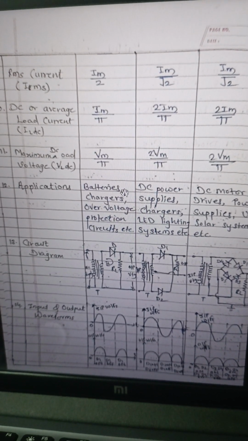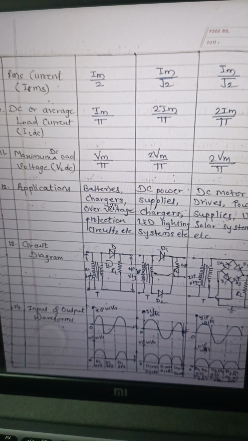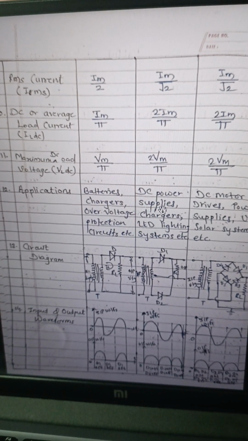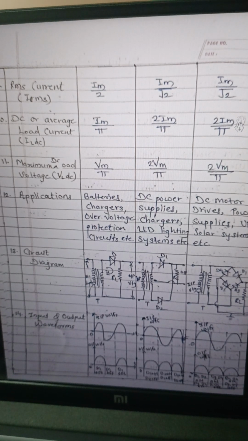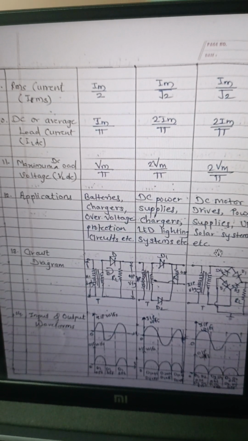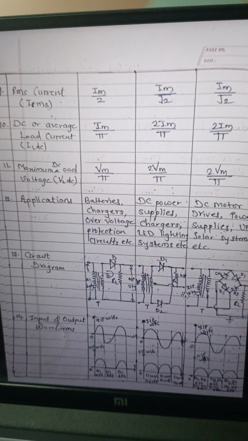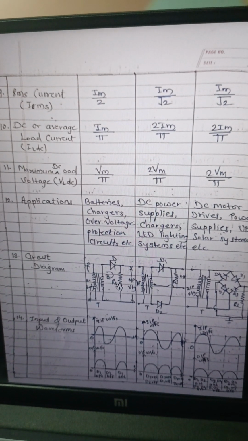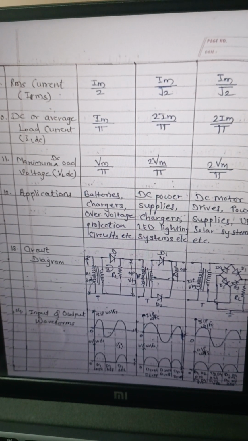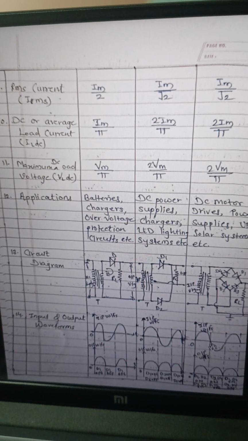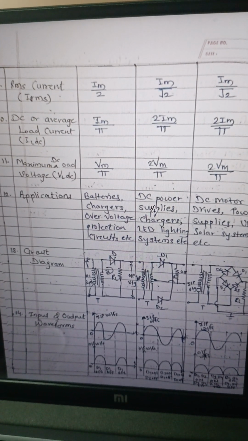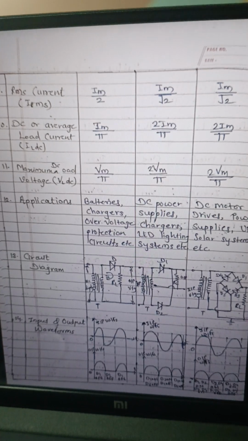Then applications. The half wave rectifier is used in battery chargers, overvoltage protection circuits, etc. The center tap is used in DC power supplies, chargers, and LED lighting systems. The bridge is used in DC motor drives, power supplies, UPS, solar systems, etc. Then the circuit diagrams for half wave, full wave center tap and bridge, and the input and output waveforms for half wave, center tap and bridge. These are the comparison points. This is all about the rectifier circuit.